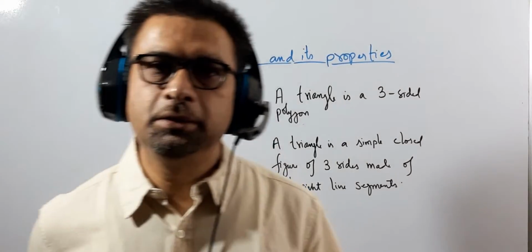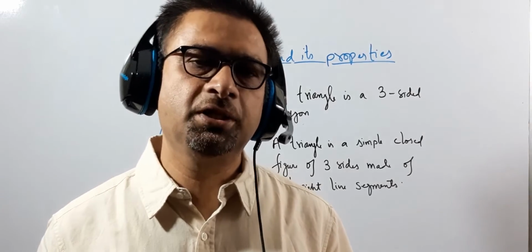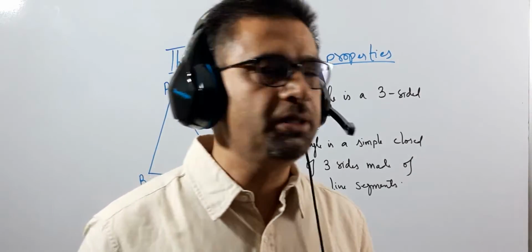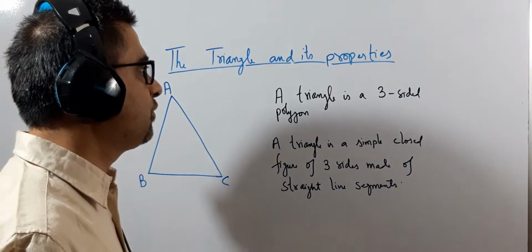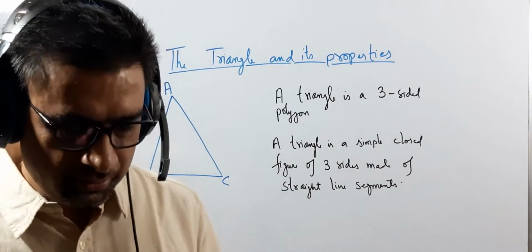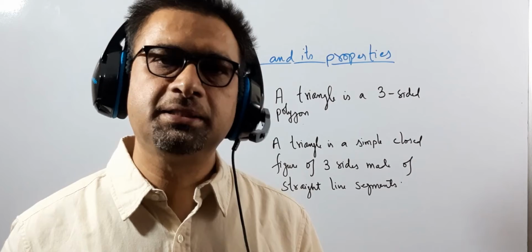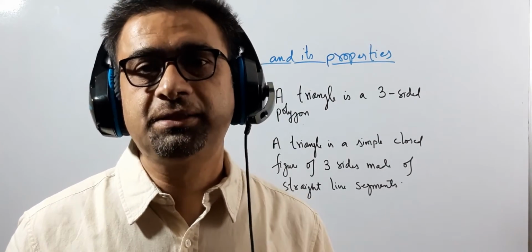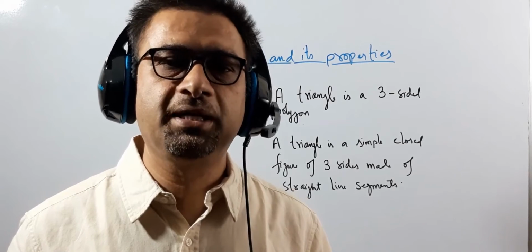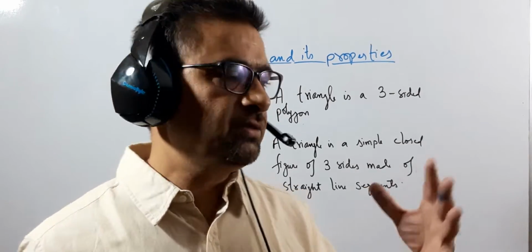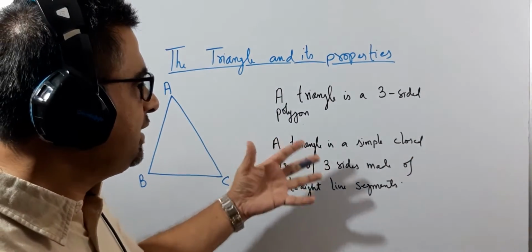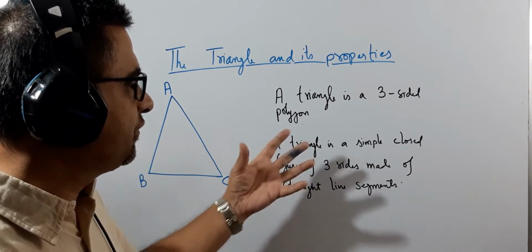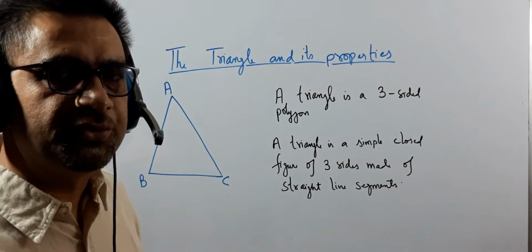Hello all. So in today's session, we are going to learn select topics from this chapter, the triangle and its properties. So what is a triangle? A triangle is a three-sided polygon. Now, what's a polygon? A polygon is a simple closed figure made up of straight line segments. So you can also define a triangle this way. It's a simple closed figure of three sides made up of straight line segments.